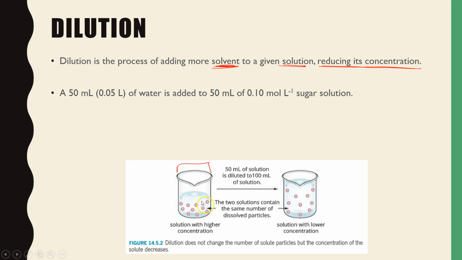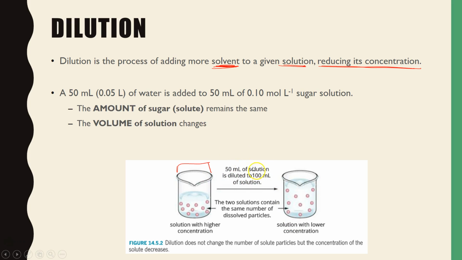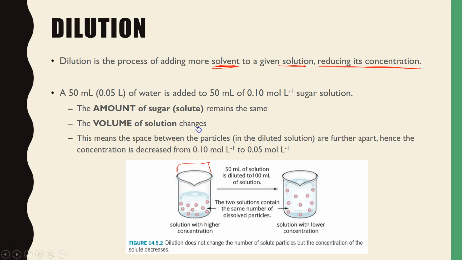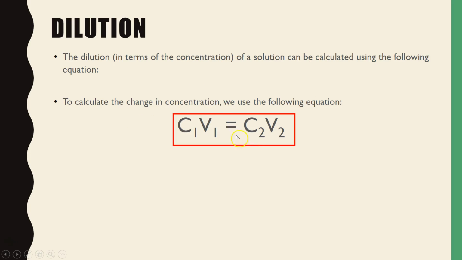Let's take this example. Here we have 50 ml of water, and then we have another 50 ml of solution added to make 100 ml in total. The two have the same number of sugar or solute particles. The volume, however, has changed. As a result, the space between the particles has also changed, which means the concentration of that particular solution has changed. So the amount of solute remains the same, the volume has changed, and the space between the particles has also changed, therefore the concentration has been reduced.